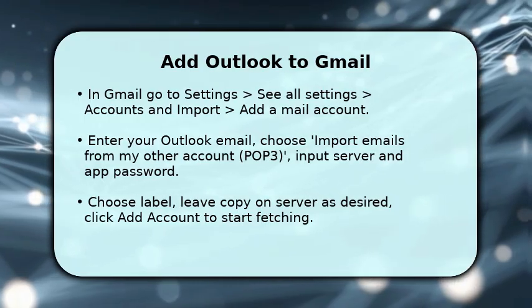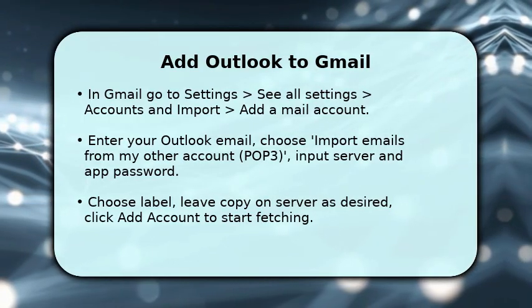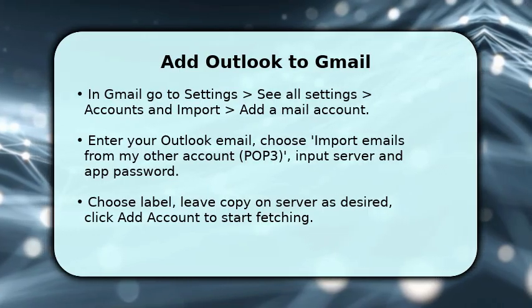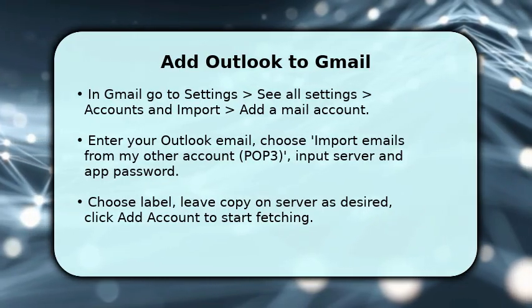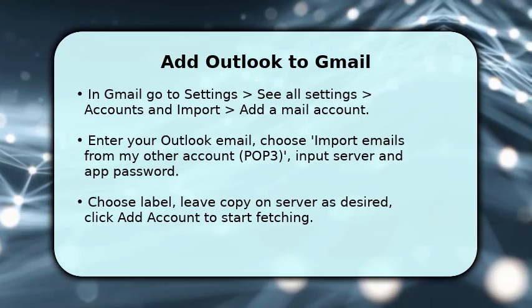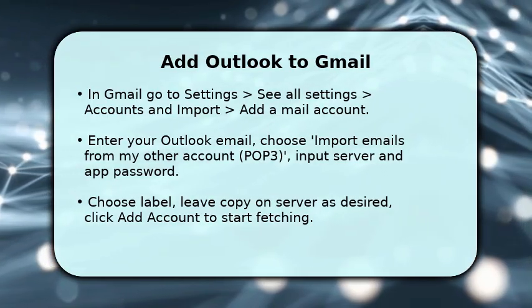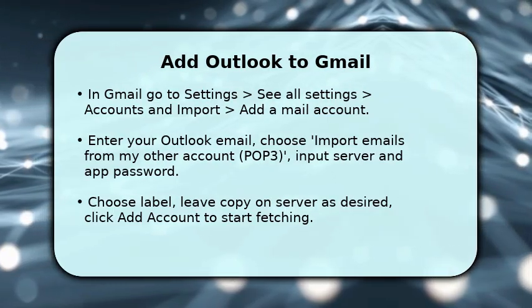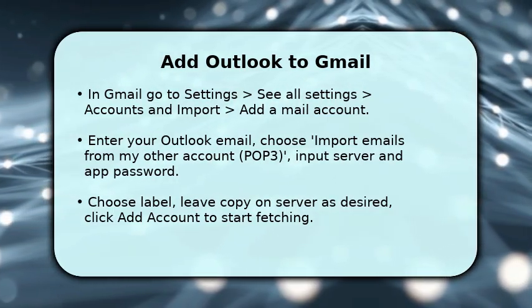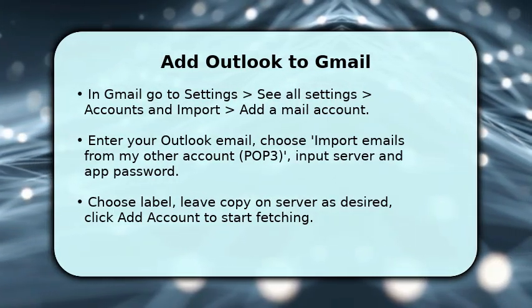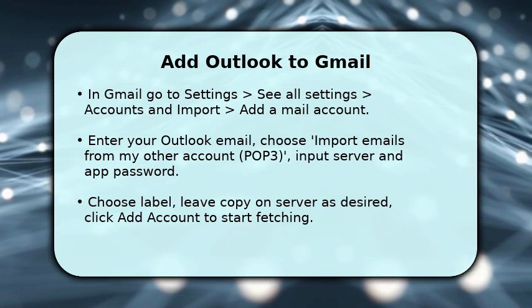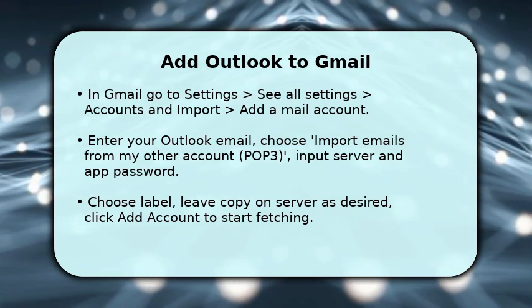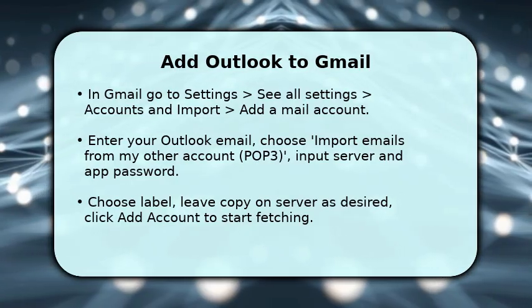You'll enter your Outlook address and select Import via POP3, then type the app password or account password and set the server to pop.mail.outlook.com with port 995 and SSL checked. Make sure to pick a label for incoming messages so you can spot them, decide whether to leave a copy on the Outlook server, and confirm. Gmail will validate the connection and begin fetching mails immediately once those details are correct.